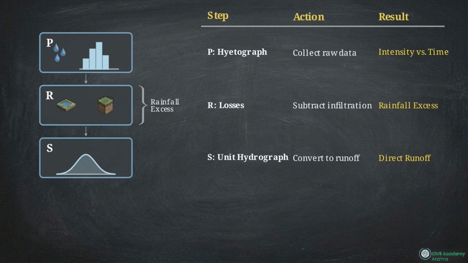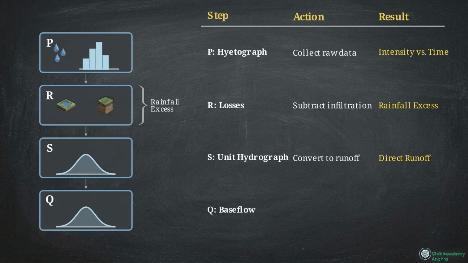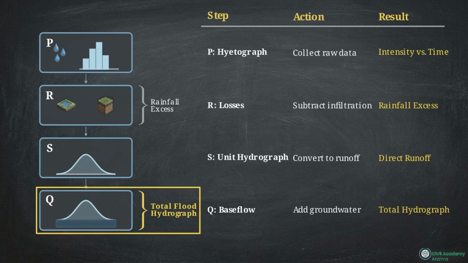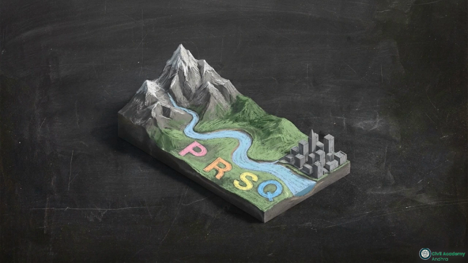Step 3 is S, applying the unit hydrograph method. We take that remaining rainfall excess and mathematically convert it directly into surface runoff. Finally, step 4 is Q, adding the base flow. The river wasn't entirely empty before the storm started. By adding the existing groundwater flow to our calculated surface runoff, we get the complete total flood hydrograph. By following this exact sequence, P, R, S, Q, you account for every environmental factor in the precise order it occurs in nature.